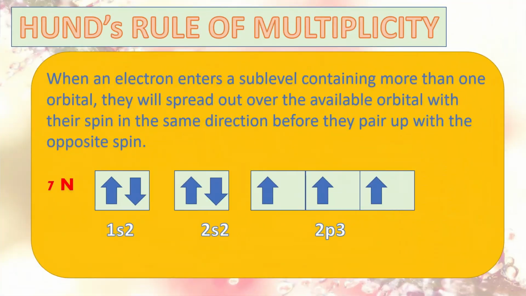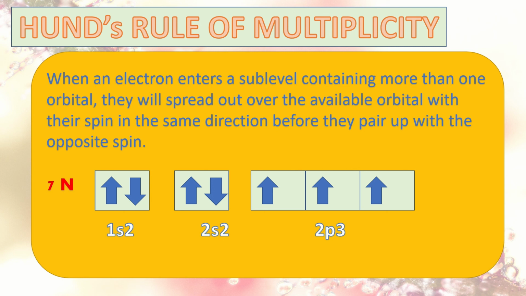In other words, when an electron enters a sublevel containing more than one orbital, the electrons will spread out over the available orbitals with their spin in the same direction before they pair up with the opposite spin. As you can see in the example of nitrogen, the electron configuration is 1s2, 2s2, 2p3. A single box here represents an orbital, and the arrow inside the box represents the electron.